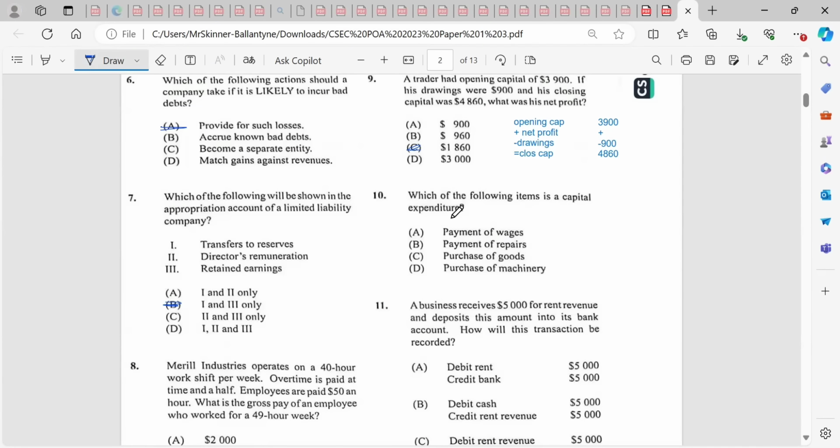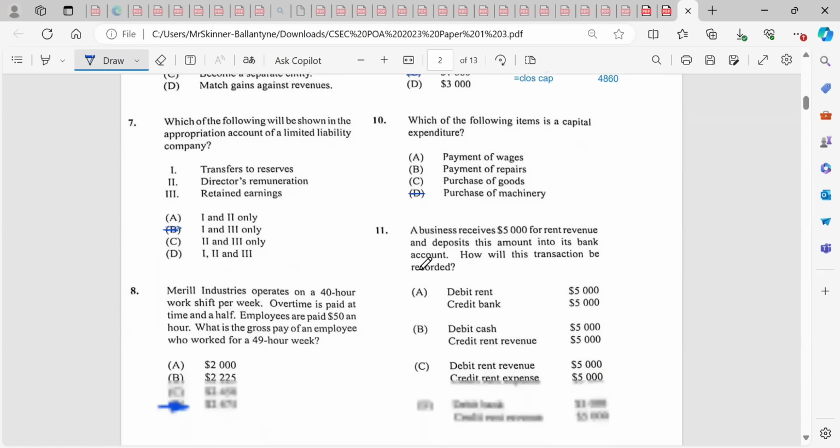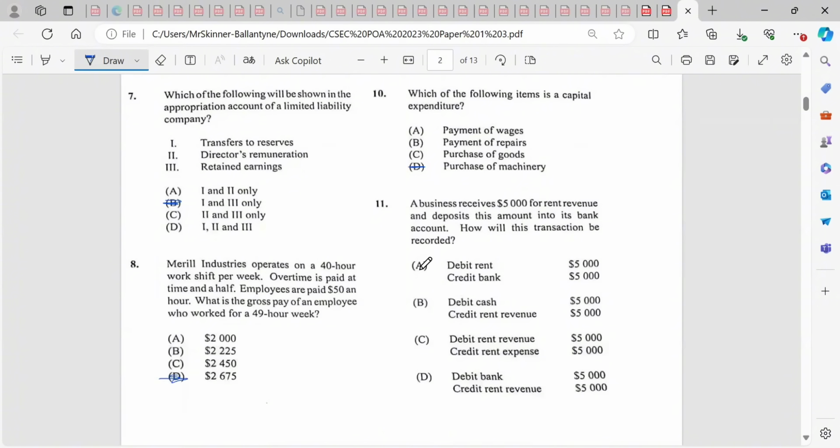Number 10, which of the following items is a capital expenditure? Is our next one you know? D. Capital expenditure is when you buy fixed assets, like machinery. Don't make that mistake with capital expenditure here. Capital expenditure is when you buy fixed assets.